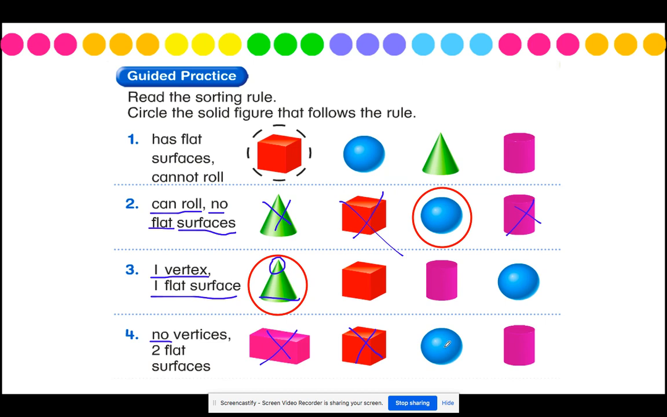No, it does not. Does a cylinder have vertices? No, it does not. So right now it could be one of these two. Let's look at the next clue.